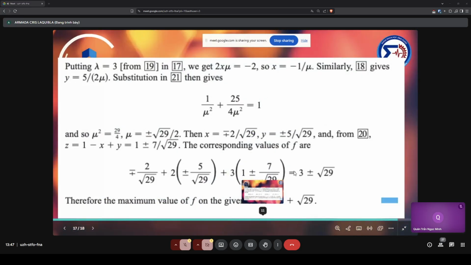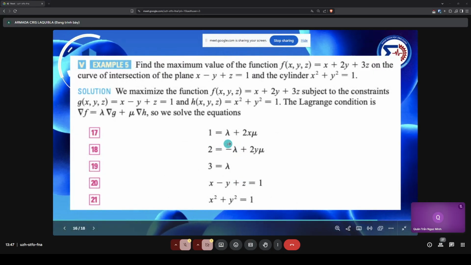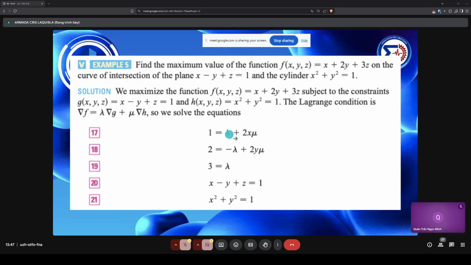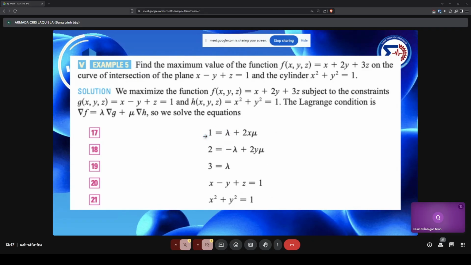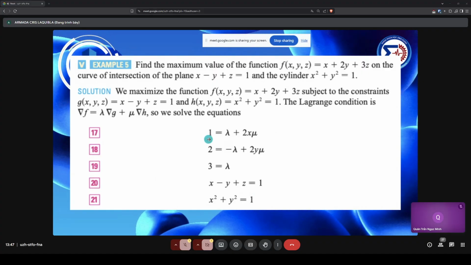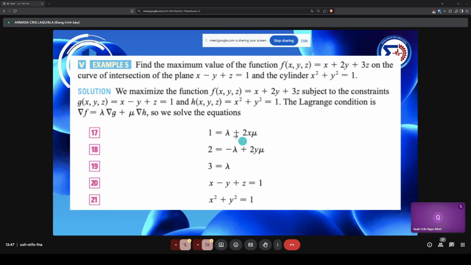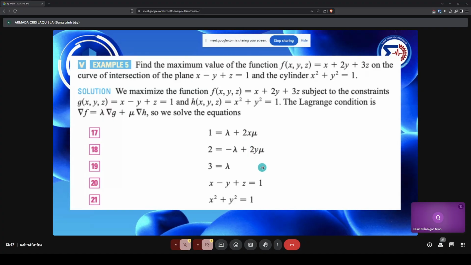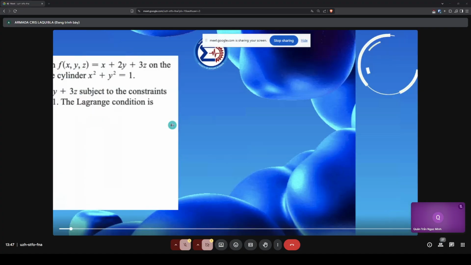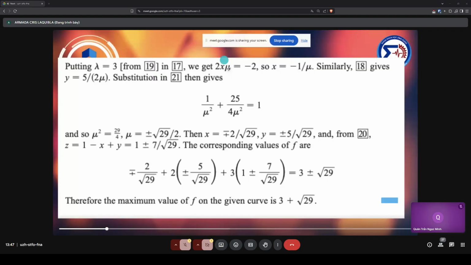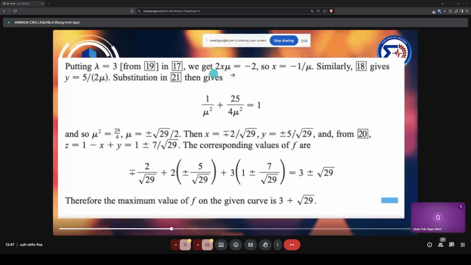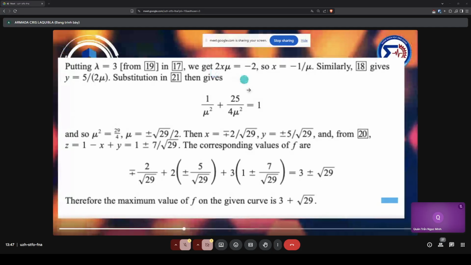Now, class, since your lambda is 3, what will happen here? If this is 3 here, transfer 3 to the other side, it becomes negative 2. Correct? Because you minus the 3 here. 1 minus 3, it's negative 2. So 2x mu is equal to negative 2. And it's here. 2x mu is equal to negative 2. Solve now the x. So divide by 2 mu, divide by 2 mu, and your x is negative 1 over mu.